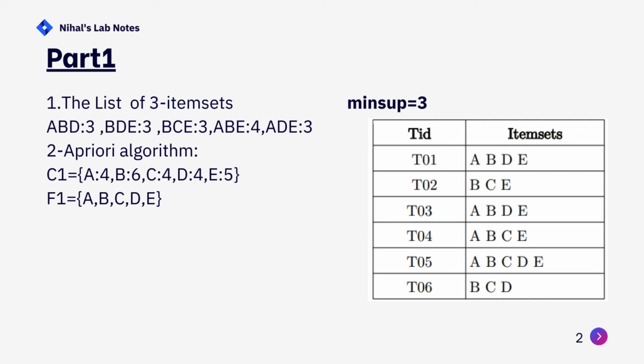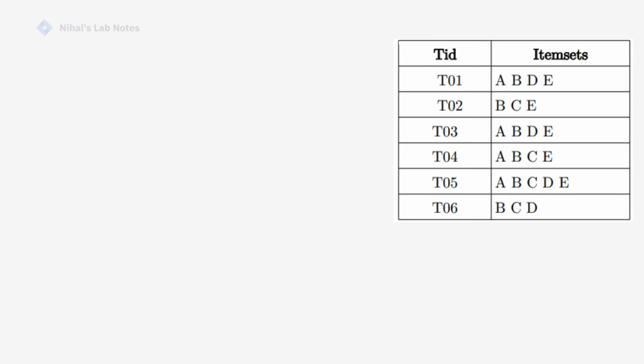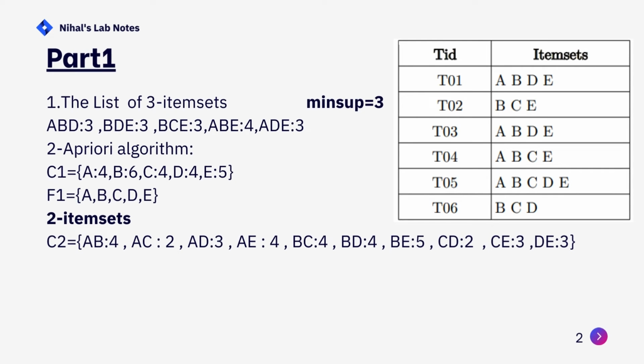Now to extract F1, let's see the minimum support, which is equal to 3. A has a support equal to 4, which is greater than 3, so A is frequent. B has 6 as a support, so it's greater than 3. Also frequent. For C, D, and E, all of their supports are greater than 3. So F1 will contain A, B, C, D, and E.